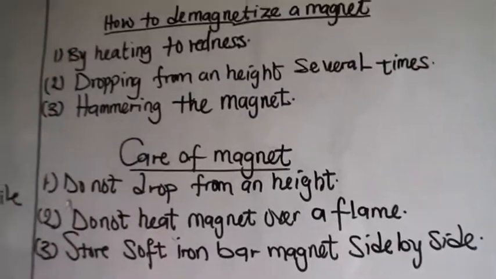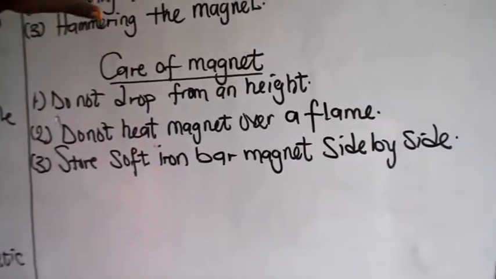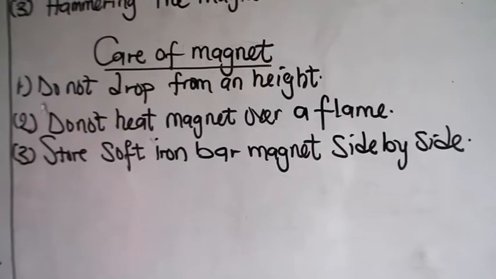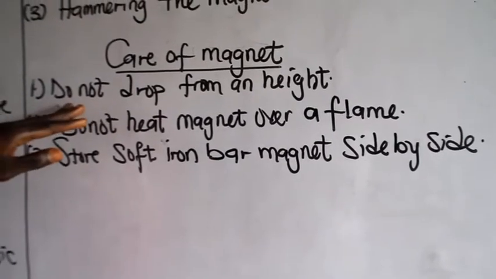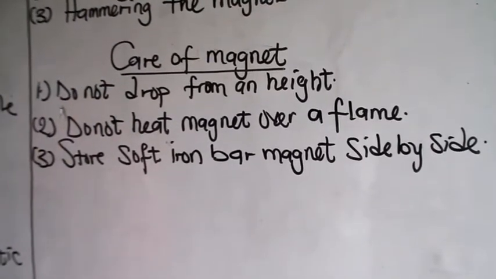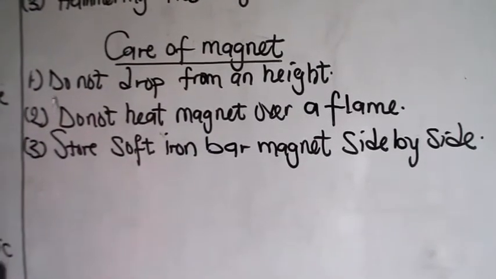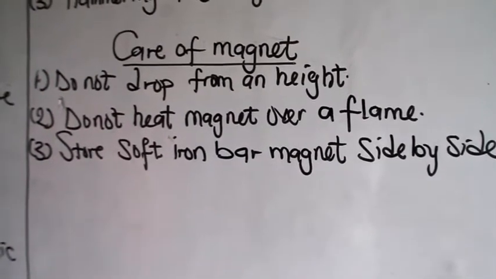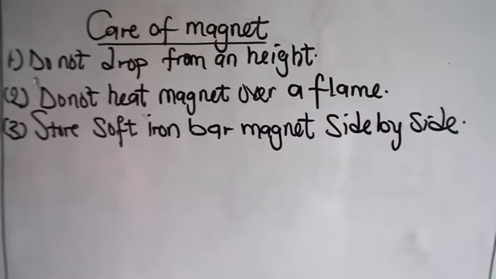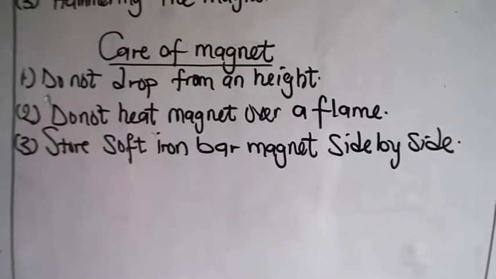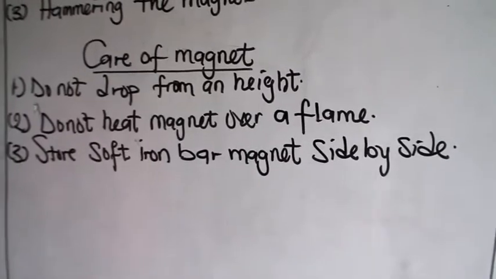So, how can we care for a magnet so that the magnetic power will not be lost? One, do not drop it from a height. Two, do not heat a magnet over a flame. And number three, store soft iron bar magnets side by side.